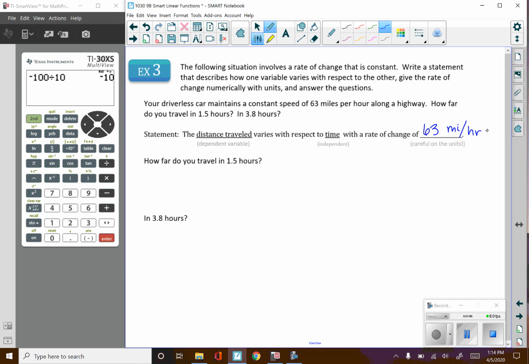So our follow-up questions are, how far do you travel in an hour and a half or 1.5 hours? And then how far do you travel in 3.8 hours?